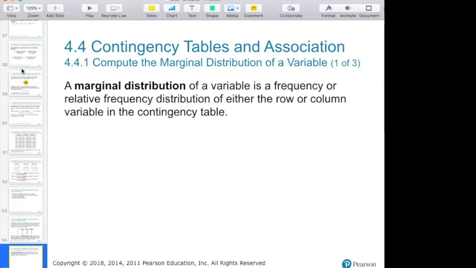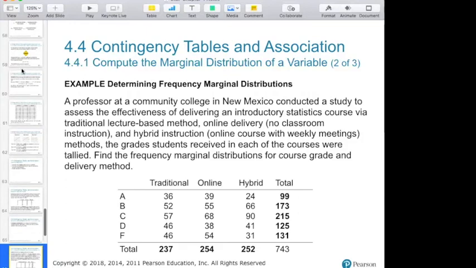But we would be able to find the row totals and the column totals, and those are called marginal distributions. So look what happens when we add that marginal distribution onto the information that we had. All we've done here is add up all of the A's, B's, C's, D's, and F's, and all of the people who took a class in the traditional, online, and hybrid presentations. And then we have a total for the entire table. So this is out of 743 total students.